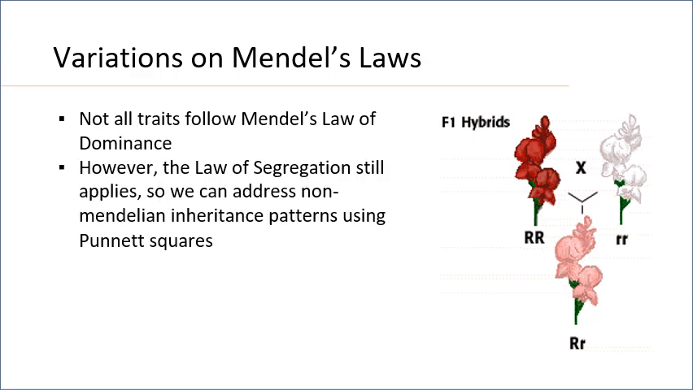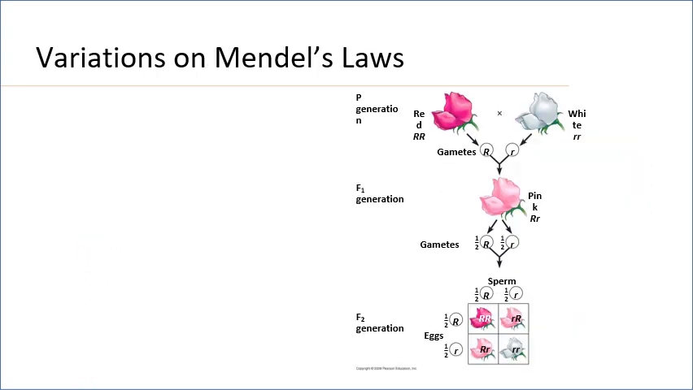So for example, when we look at these flowers over here, the big thing to notice is that even though they follow a different type of inheritance, the law of segregation still applies, meaning that each parent can only give one allele of the two that it has. So Punnett squares are still going to work real nice for this. If we look at this here, we have incomplete dominance as the first one.